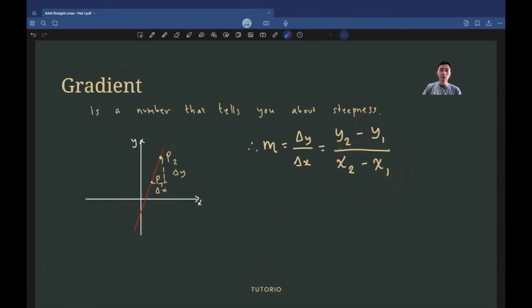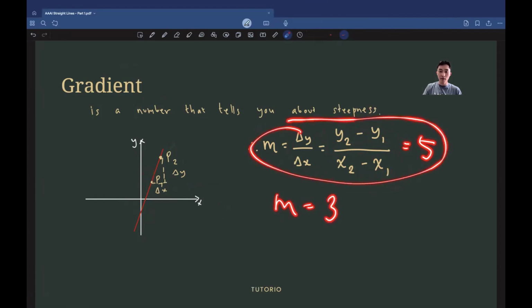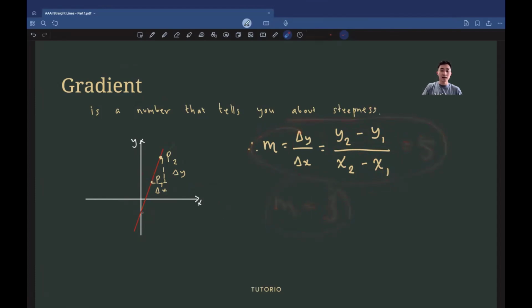All right. So if the number is larger, the m is larger. Let's say the m is 5, and then we have another m which is 3. So the m of 5 here is steeper than the m of 3. Let's say in here is the one that has m equals 3. In here, they have m equals 5. So of course, this is steeper than the blue line earlier, right? That's the idea of gradient.